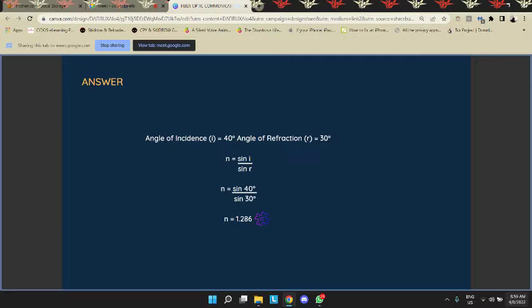And the answer to the question: first, the angle of incidence i equals 40 degrees. Angle of refraction r equals 30 degrees. So firstly, we use the formula n equals sin i over sin r. So n equals sin 40 degrees divided by sin 30 degrees. So the answer is 1.286.